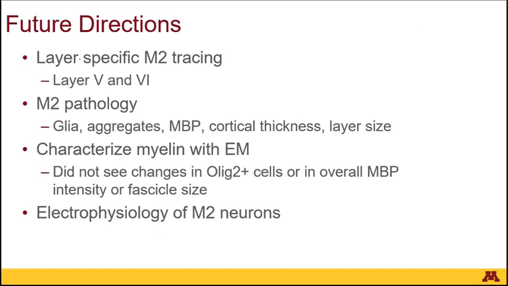We're also looking at M2 pathology. We want to know what's going on there. So we're going to look at glia, aggregates, MBP, cortical thickness, and layer size.